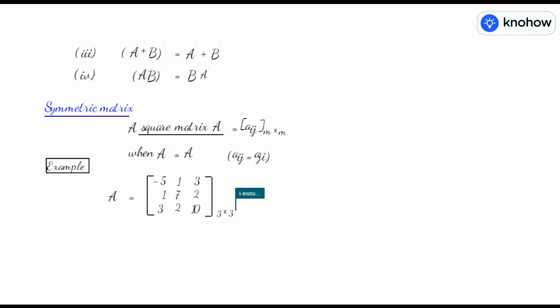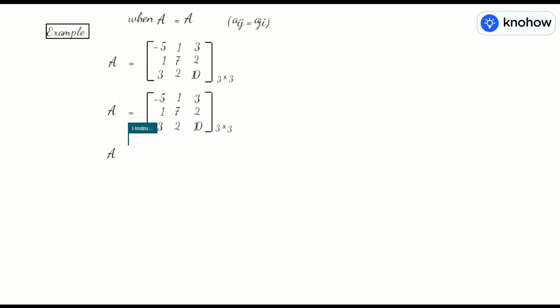Now let's take the transpose. What will be A dash? Write the elements of the first row in the first column, -5, 1, 3. That of the second row, 1, 7, 2 in the second column. And the third row, that is 3, 2, 10 in the third column. And again it is a matrix of order 3 by 3. And what do you find? That the matrix remains exactly the same. Here we find that A dash is the same as A. So we can conclude that the given matrix A is a symmetric matrix.